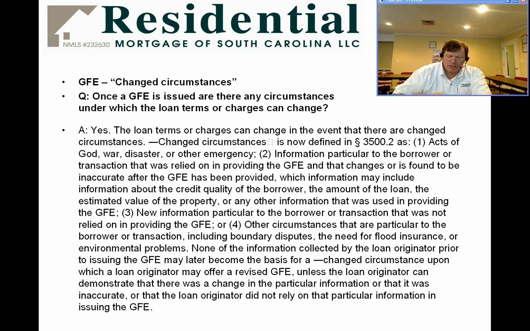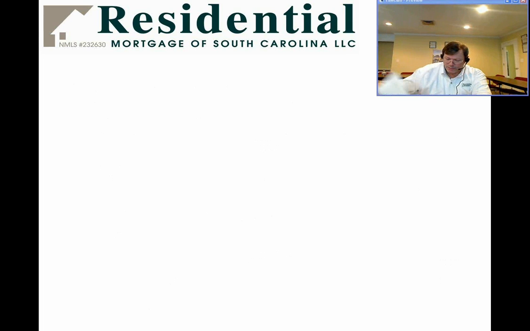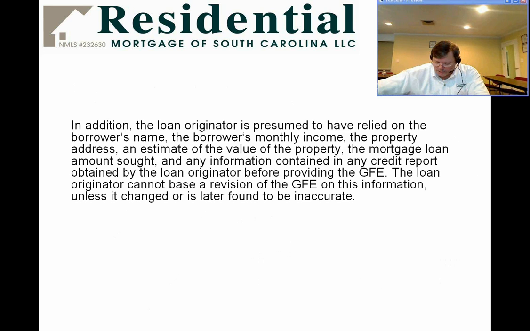That pretty much answers all of that. We'll go to the next page. This would be page 9. In addition, the loan originator is presumed to have relied on the borrower's name, monthly income, property address, an estimated value of the property, the mortgage loan amount sought, and any information contained in any credit report obtained by the originator before providing the GFE.